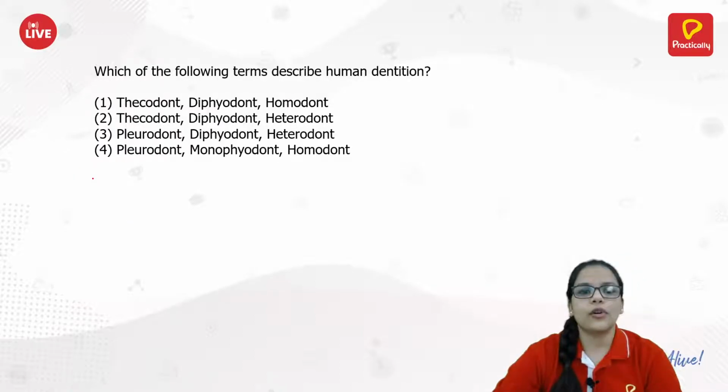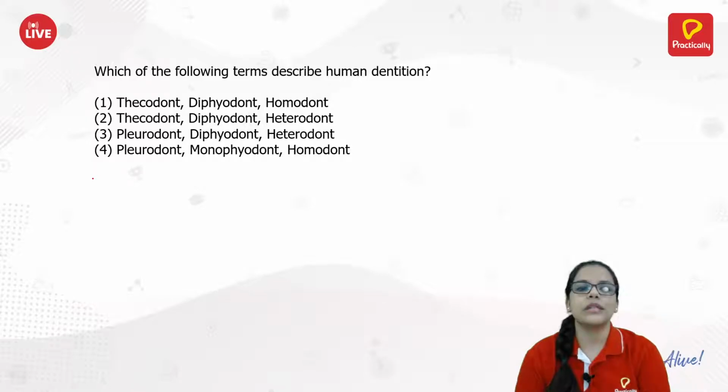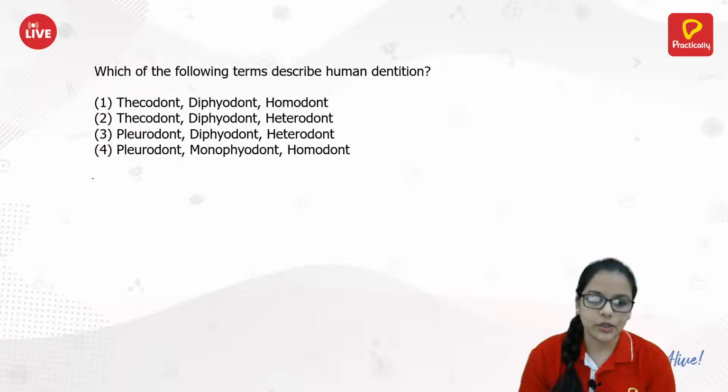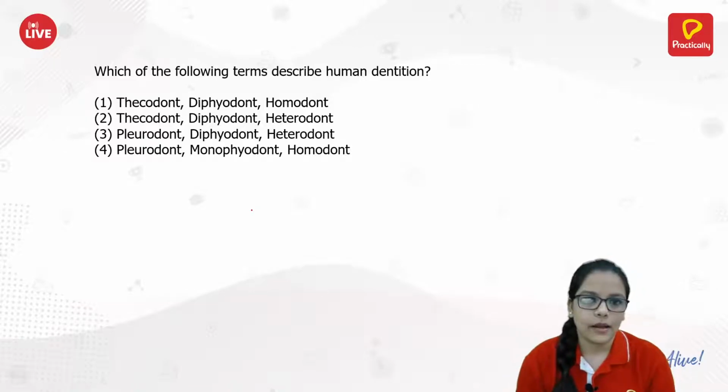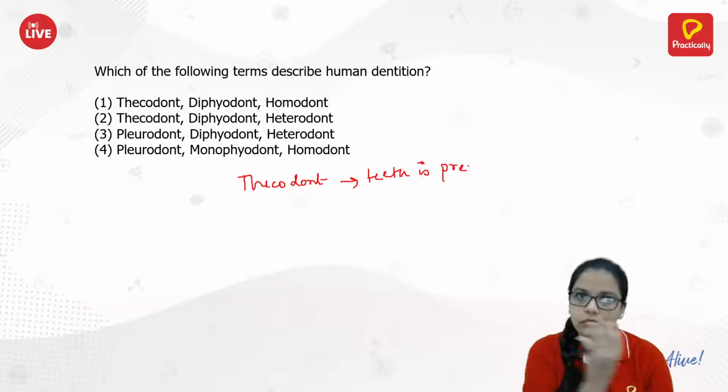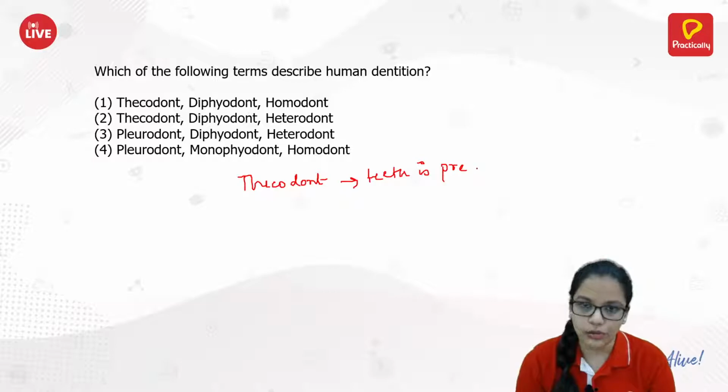Which of the following terms describes human dentition? Let's see. Human dentition is thecodont. What does thecodont mean? Thecodont means that the teeth are present in the jaw. We have them in our jawbone.